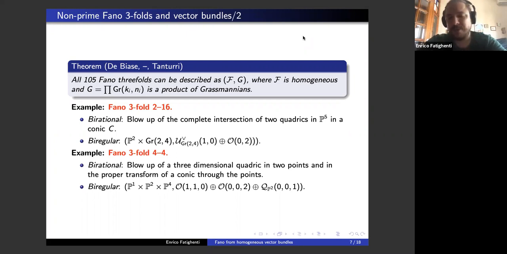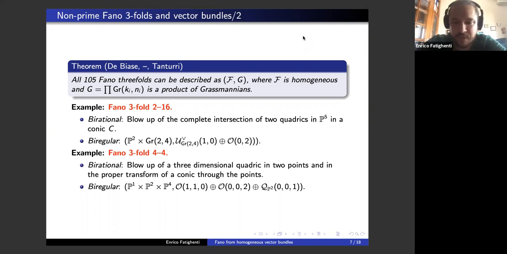And then maybe I could do another example, because the Mori-Mukai description, as the Picard rank increases, tends to be more and more complicated. So let's take, for example, the number 4-4. If we take the birational description, what you should do is take a 3-dimensional quadric. Okay, you should blow it up in 2 points, and then you should blow it up again in the proper transform of a conic through the points.